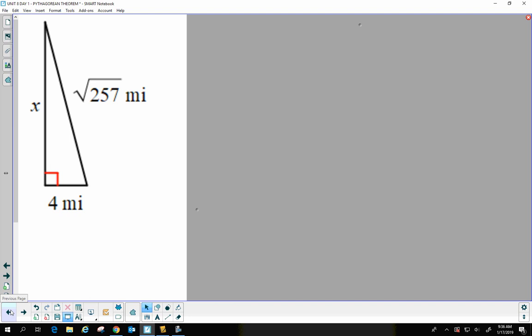So I want you to pause right here. I want you to try this one. Make sure to identify the hypotenuse first and then plug in and solve.